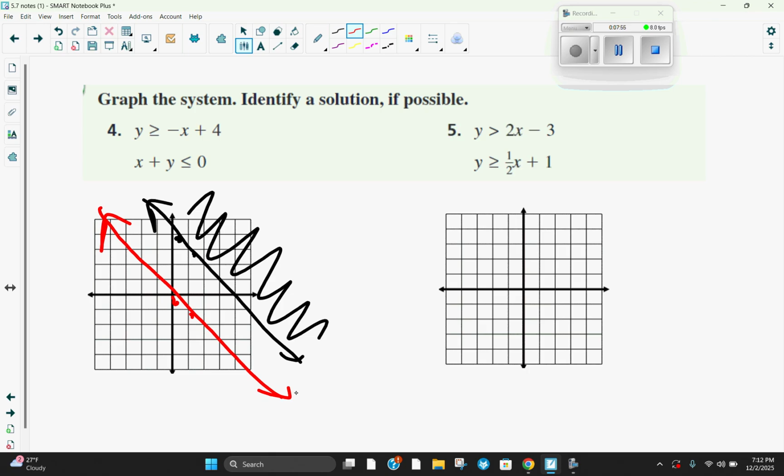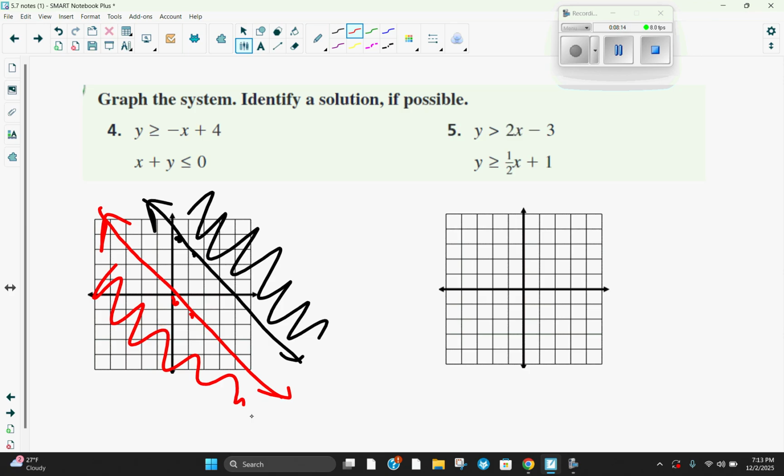And then it's y less than or equal to, solid line. So it's less, so it's below the line. So this is another one where there's actually no solution. Okay, because they never mesh. I don't have the cross section in both of them that mesh.